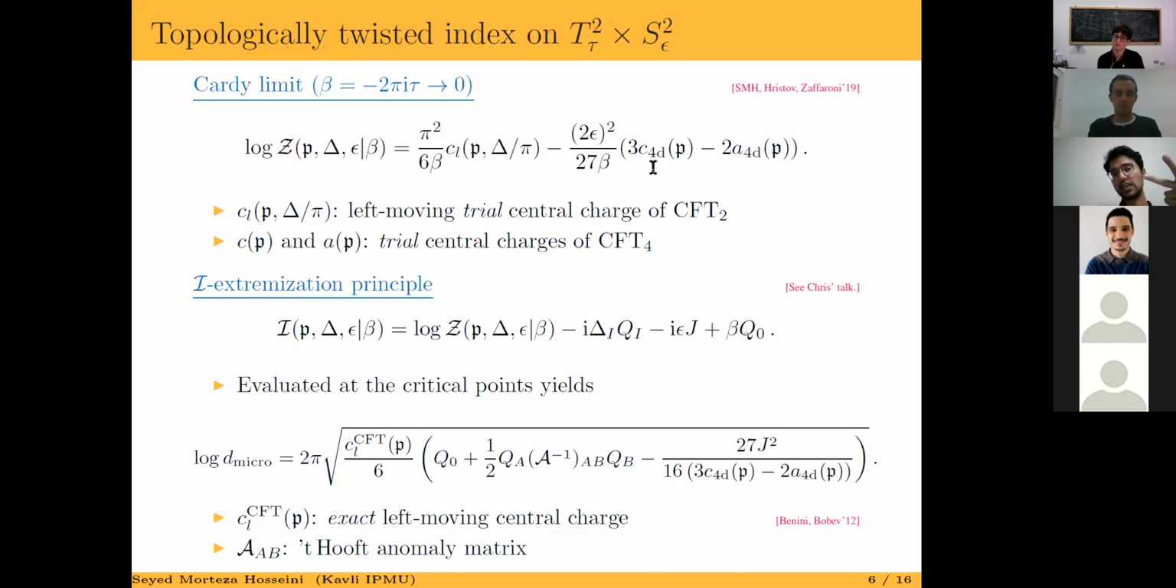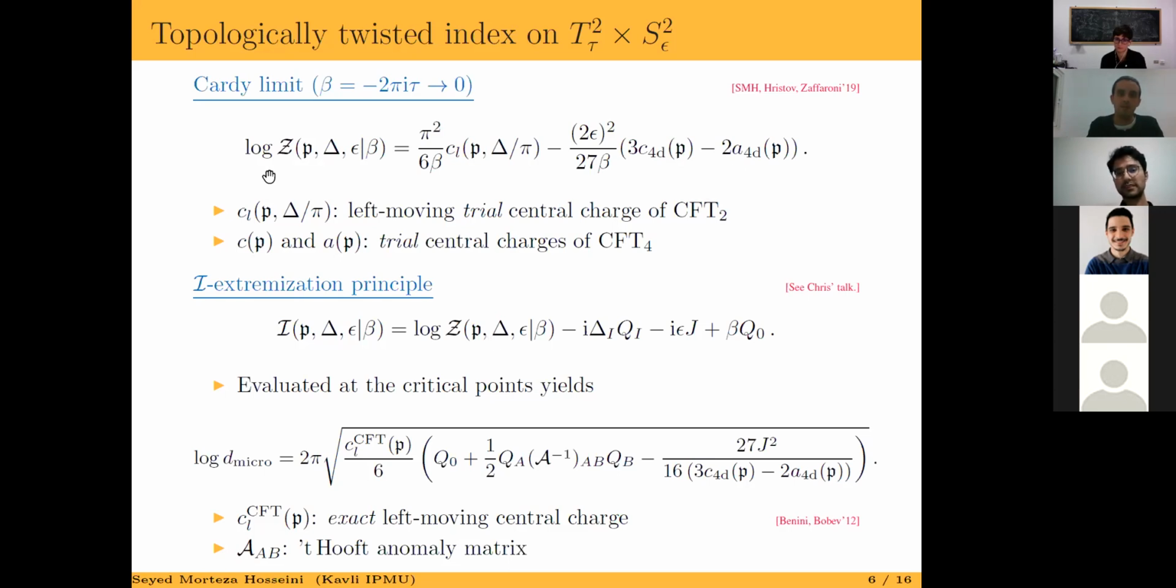And at large N, or for N=4 super Yang-Mills at finite N, C equals A, and you get the contribution P1 P2 P3. It's just a multiplication of the 3 fluxes for N=4 super Yang-Mills. So this depends in a cubic way on the magnetic fluxes.